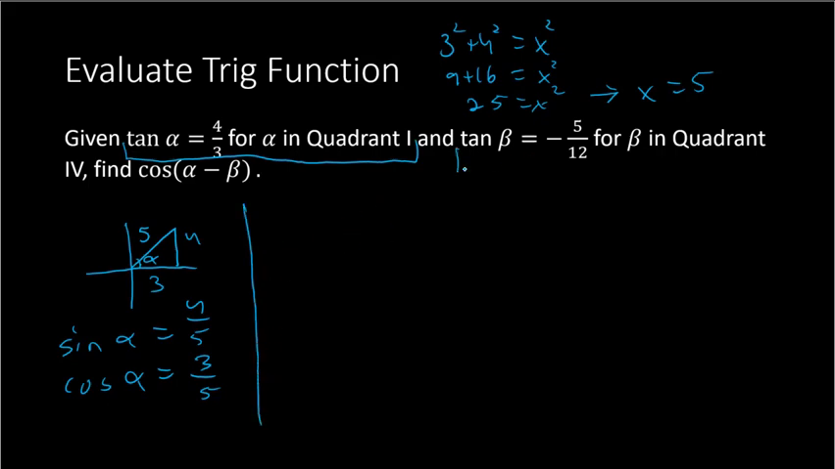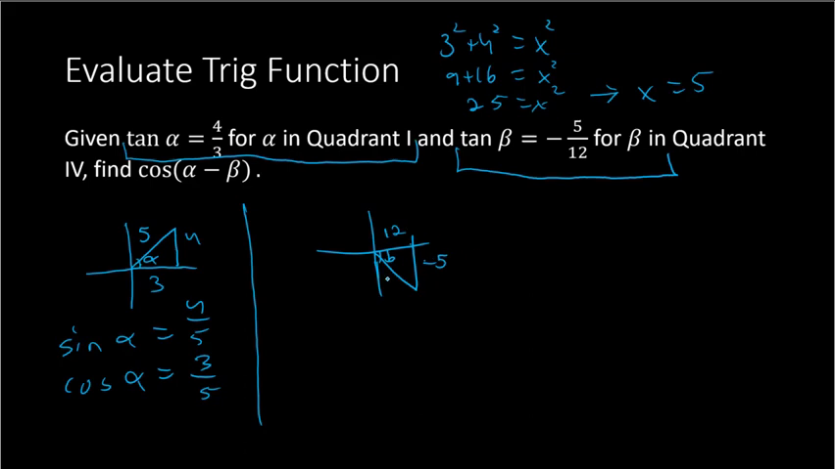So we can use this information here. We see that beta is in quadrant 4, so that would be down here, down in this area. And then we'll call it B instead of beta. And the tangent is -5/12. Tangent is opposite over adjacent. So the side opposite of angle B is going to be -5. And the adjacent side, the one next to it, is going to be 12.